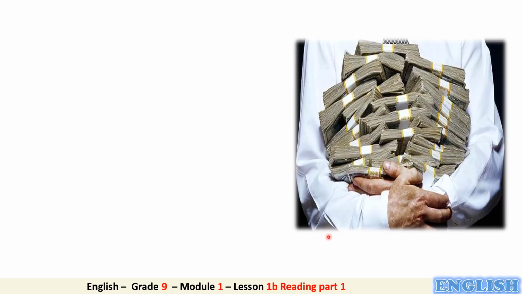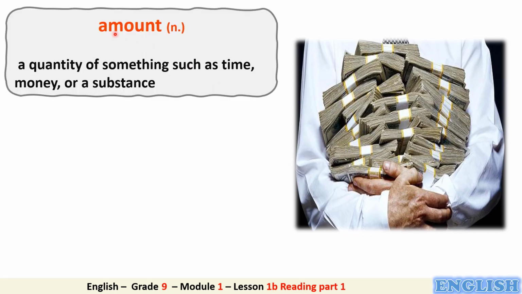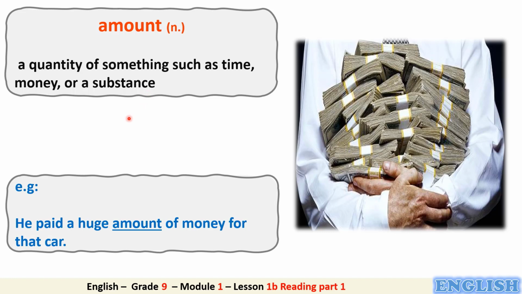Look at the last picture here. Can you guess the word? Very good. It is amount, and it's a noun, which means a quantity of something such as time, money, or a substance. Look at the following example. He paid a huge amount of money for that car.